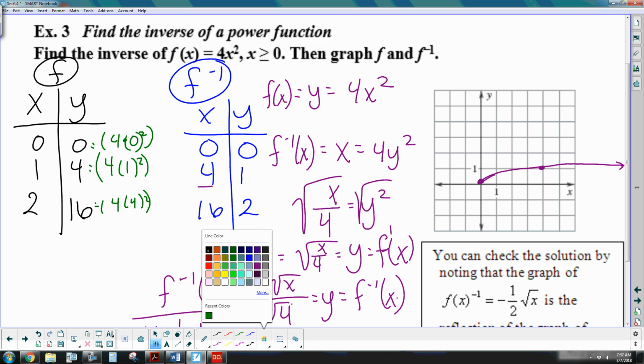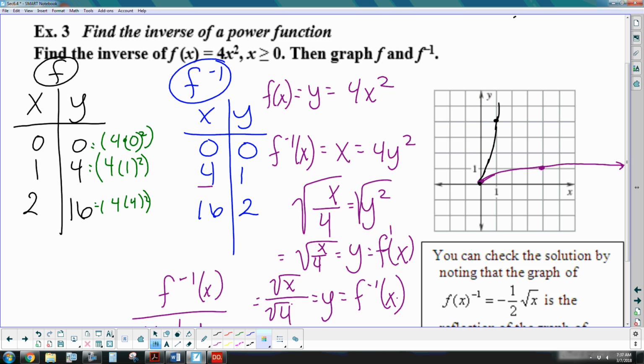Now I'm going to graph my original function. I'm going to do that in black. So (0, 0), (1, 4), and (2, 16), which is way up here. And my graph for that is going to curve out a little bit and go way up.